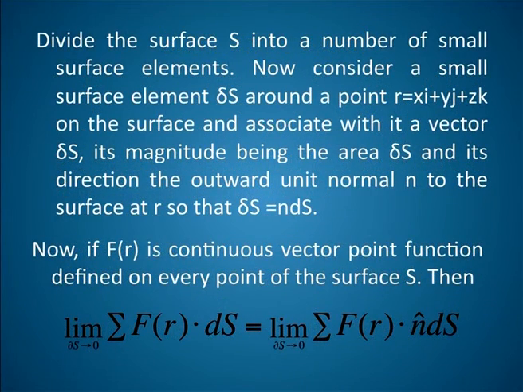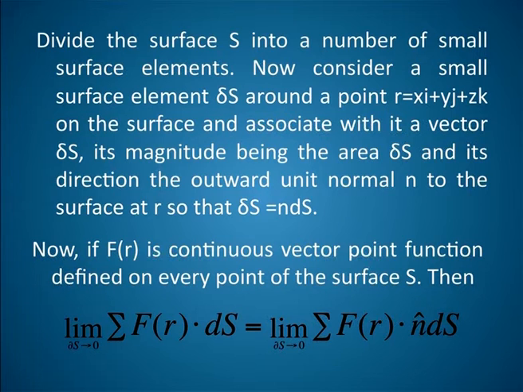Divide the surface S into a number of small surface elements. Now, consider a small surface element delta S around a point r, x i plus y j plus z k in vector form, on the surface and associate with it a vector delta S, its magnitude being the area delta S and its direction the outward unit normal n cap to the surface at r, so that delta S becomes n ds.